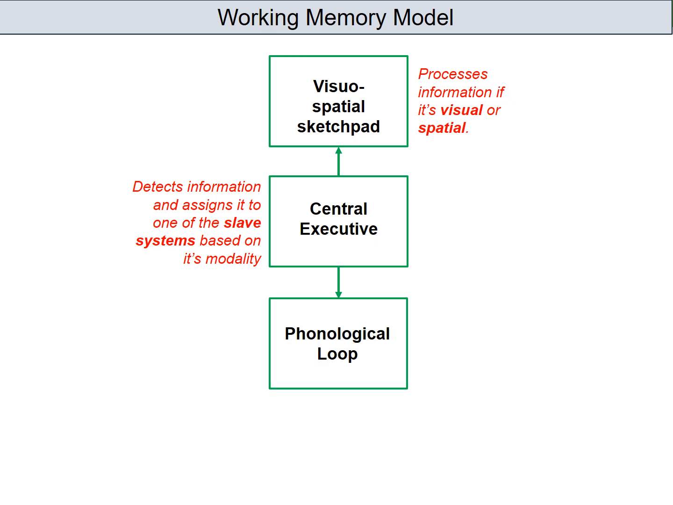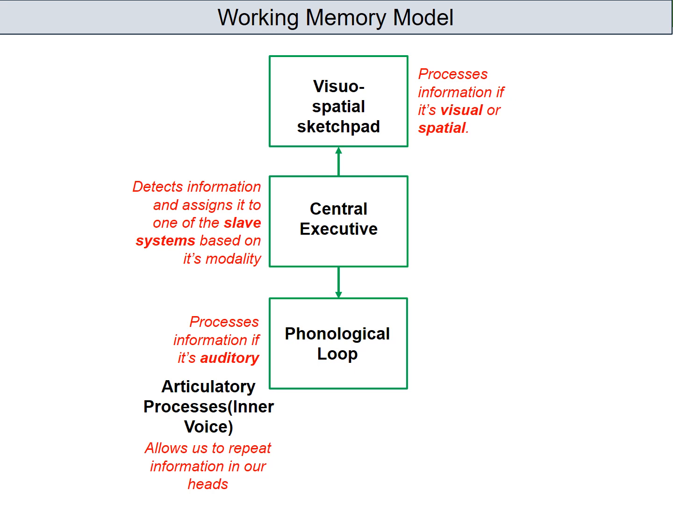The second slave system is the Phonological Loop, and this processes any information which is auditory. Now the phonological loop is divided into two sections. The first is the articulatory processes, also known as the inner voice, and this is what allows us to repeat information over in our heads.